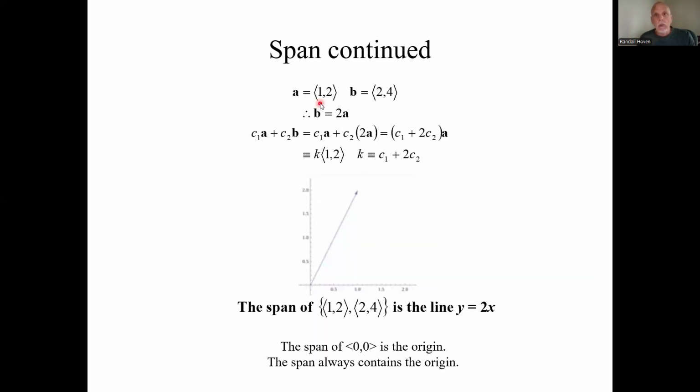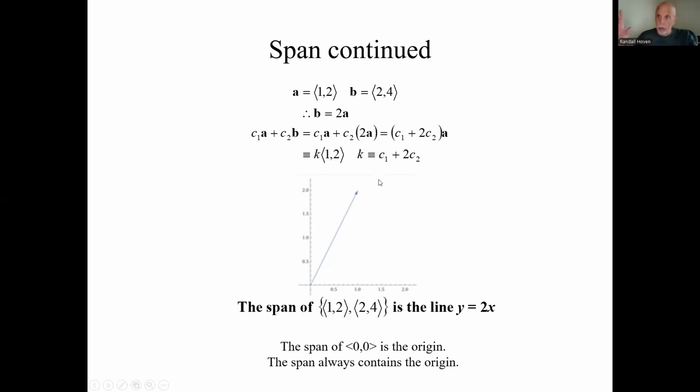What about these two vectors, 1, 2, and 2, 4? Well, you'll quickly notice that B is just twice A. If I do that linear combination of them, I just get some multiple of A or some multiple of B. But whatever I get is going to be a multiple of vector 1, 2, which is this line going through the origin, where y equals 2x. It goes all the way down into the fourth quadrant, third quadrant. So its span is just a line through the origin.